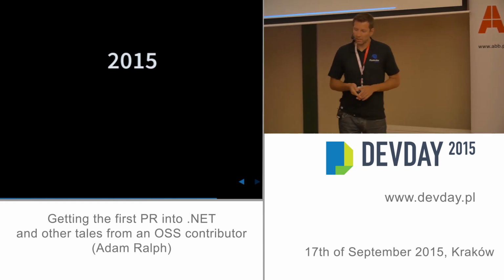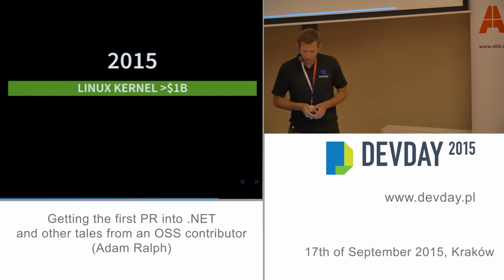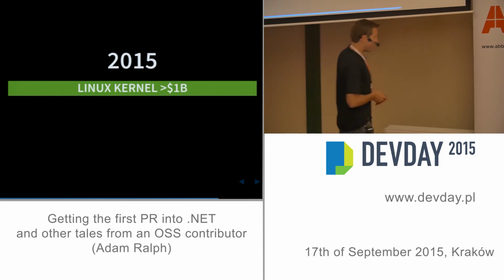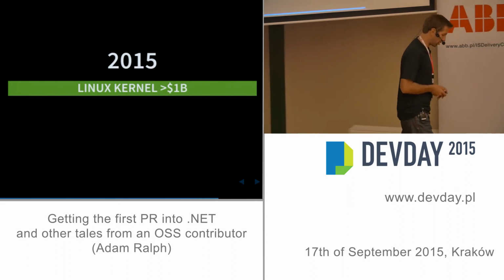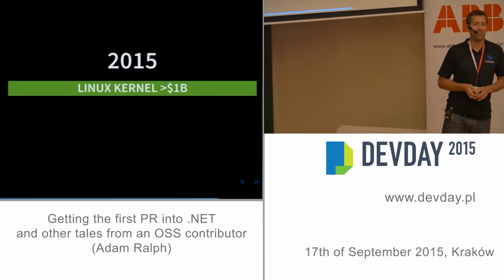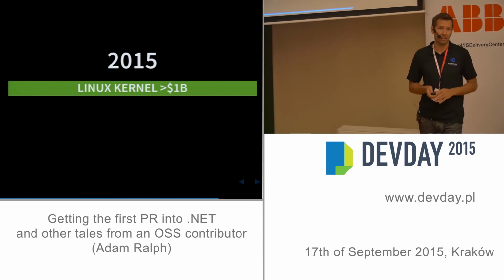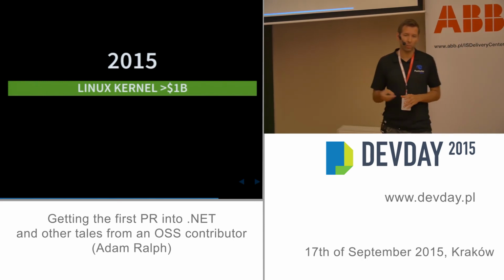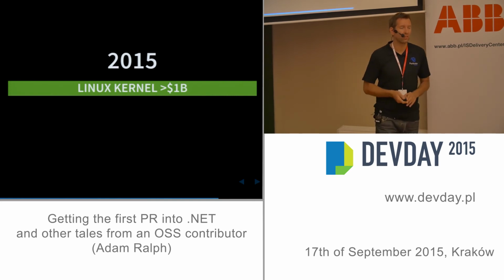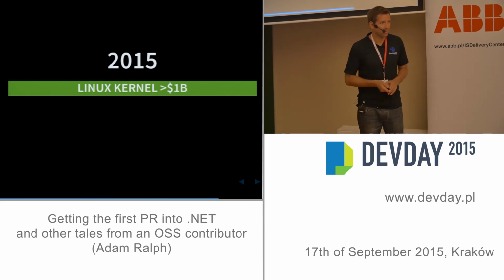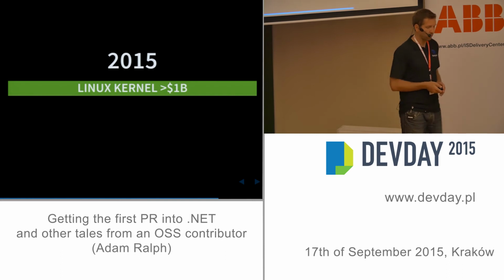2015, so where are we in 2015? Well, the Linux kernel has been estimated to cost more than $1 billion to rewrite from scratch. If it did not exist, there have been actually 5 separate studies done on this, and they all concluded that it will cost well in excess of $1 billion to rewrite it from scratch. So just think about what that buys you.